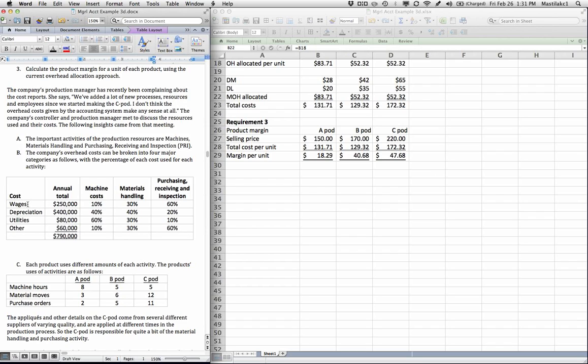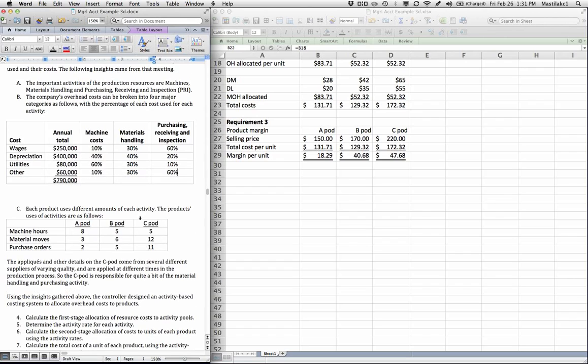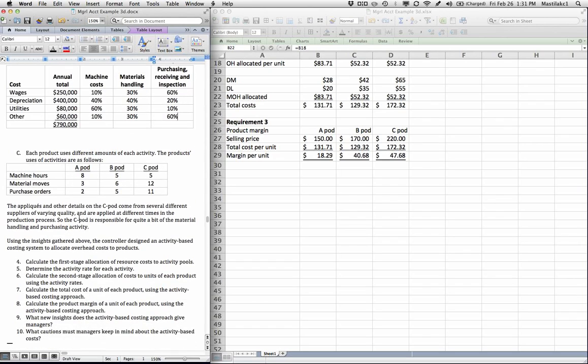So this is an attempt to take the various types of expenses we have and allocate them first to the different activity types that we have. The second thing we're going to need to do is take those and allocate those directly to products. So for our machine cost, we're still going to use machine hours to allocate those costs to the different products. For materials handling, we're going to take the number of material moves, the number of times a piece of material has to be moved through the production facility. That's going to be the way we allocate these costs. And for purchasing, receiving, and inspection, we're going to use purchase orders as the allocation base.